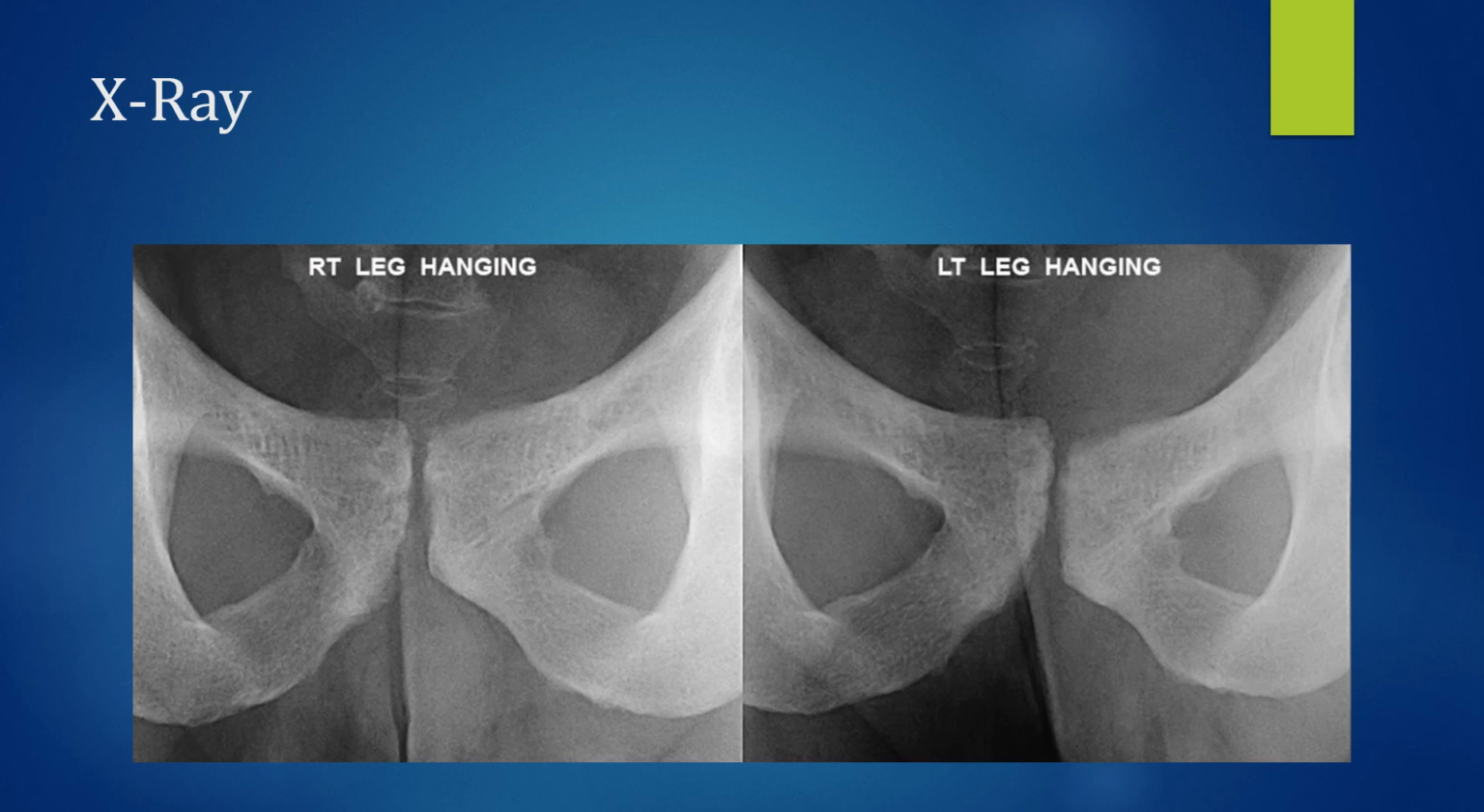Here you can clearly see the pelvic instability present when the patient stands on the right leg while the left leg is hanging. There is greater than 2 millimeters of vertical displacement on this X-ray, indicating instability about the pelvis.